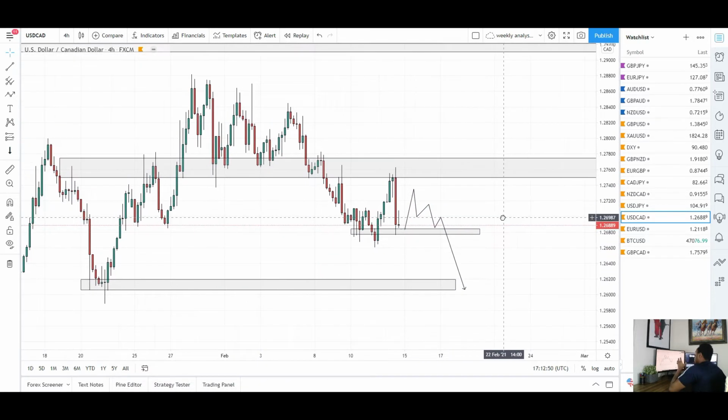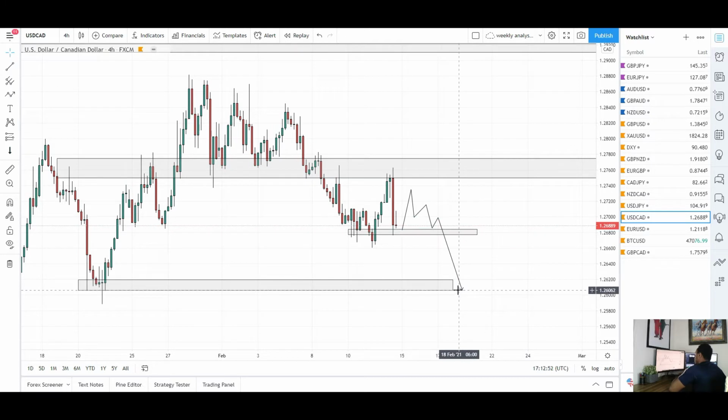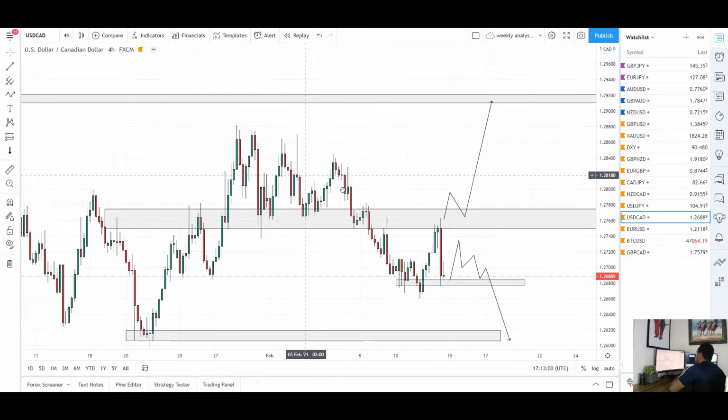But overall looking bearish. I think we could be seeing another push to the downside this week for this pair. However, getting back above this level will probably open a lot of upside potential to come and test that 1.29 level.